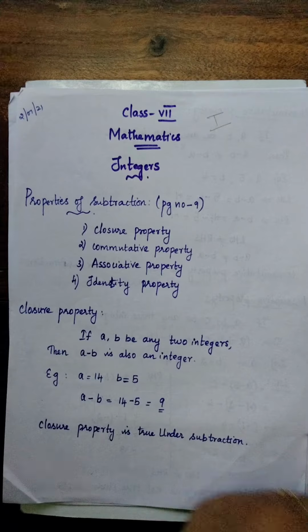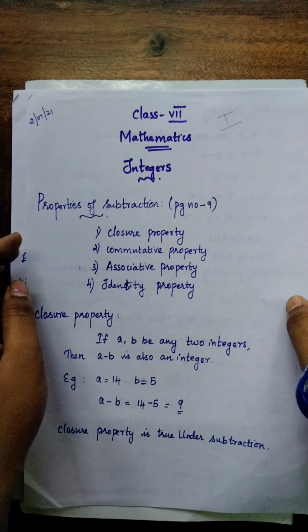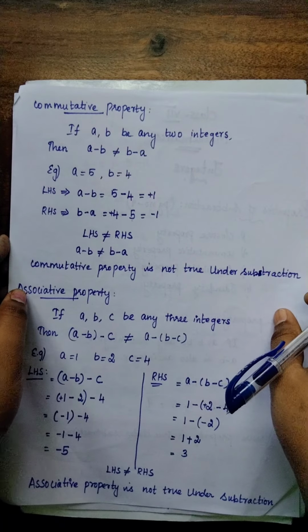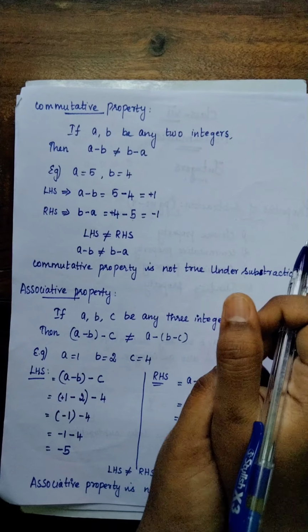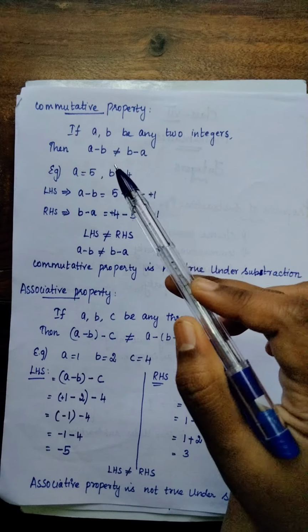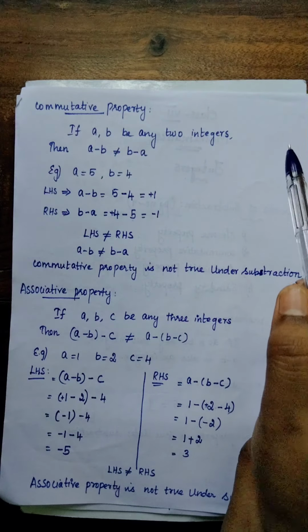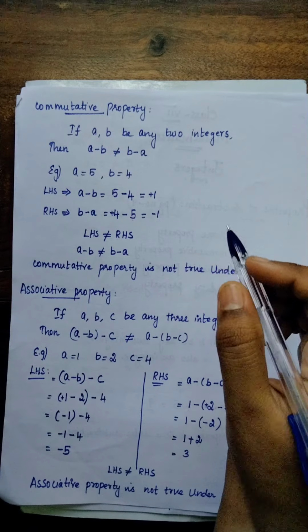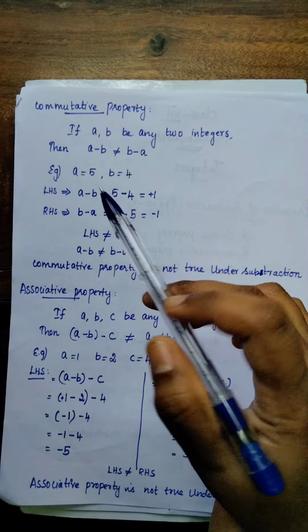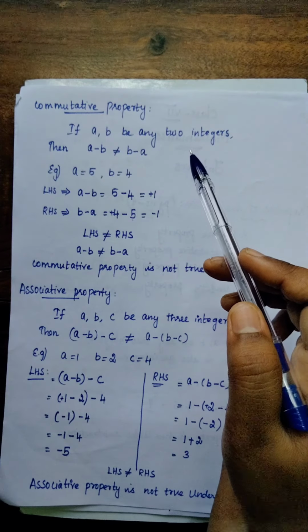So closure property is true under subtraction. Understand? Okay. Our next property is the commutative property. If a, b be any two integers, then a minus b is not equal to b minus a. This is the commutative property of subtraction.